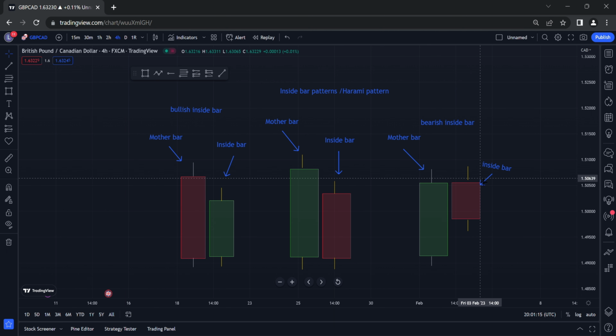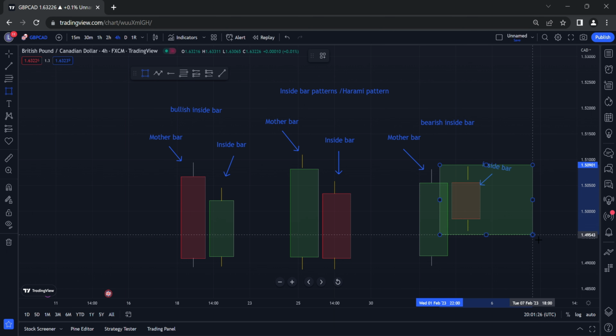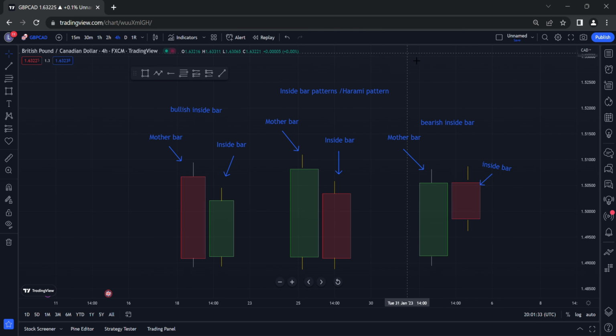This one is mostly used in supply and demand price action. We mark it like this from the upper wick to the lower wick. That is going to be our supply zone, minimum this.